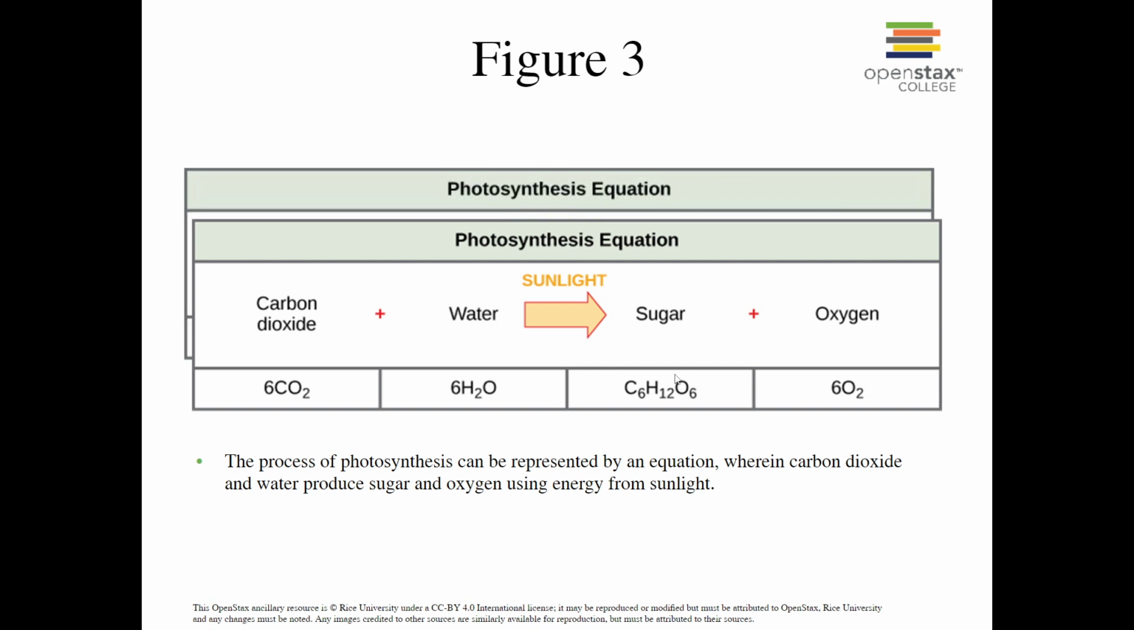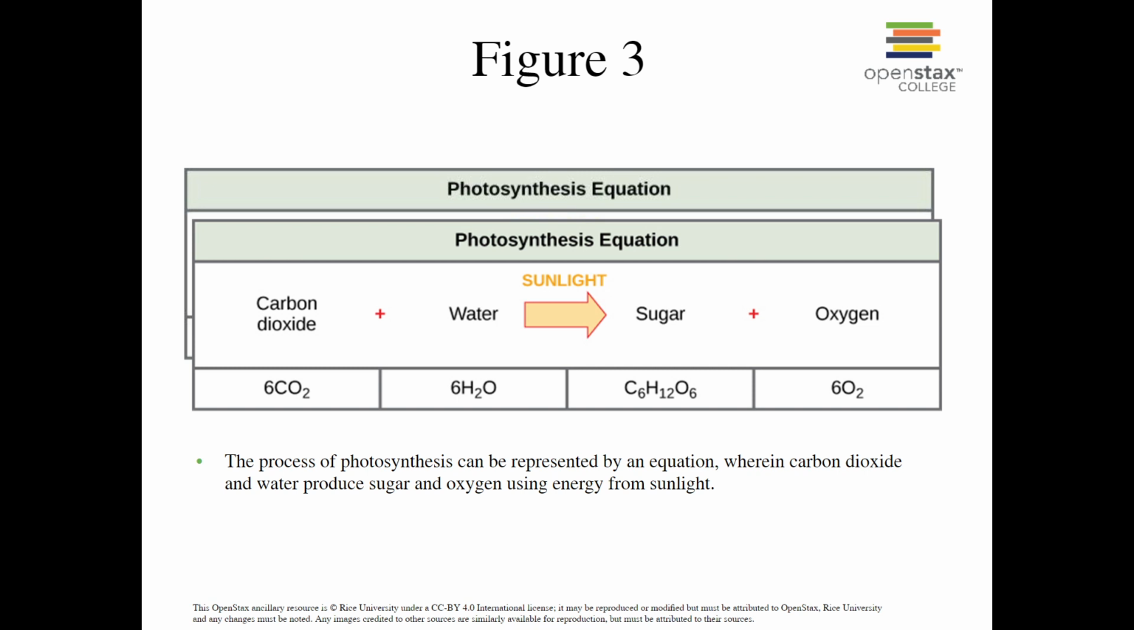So here's the balanced chemical equation for photosynthesis. 6 carbon dioxide molecules plus 6 water molecules yields, thanks to the energy of sunlight, 1 glucose molecule, which is C6H12O6, and 6 oxygen molecules. So this is the process of photosynthesis that can be represented by an equation.